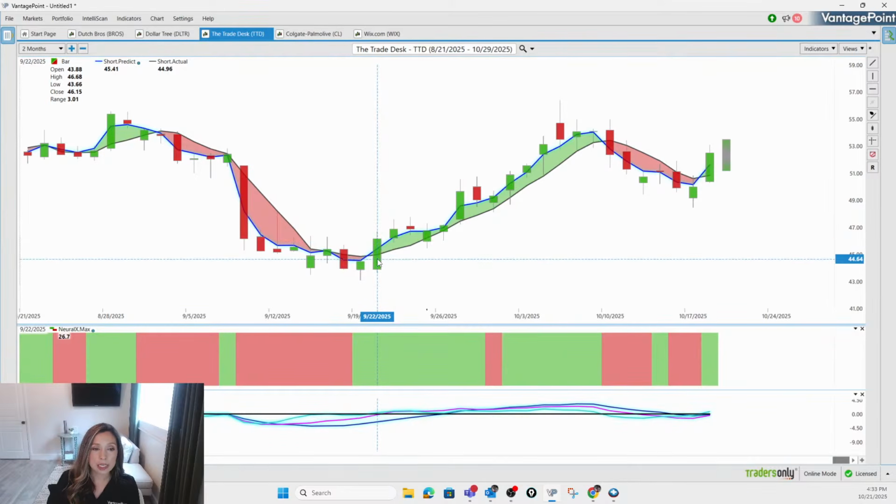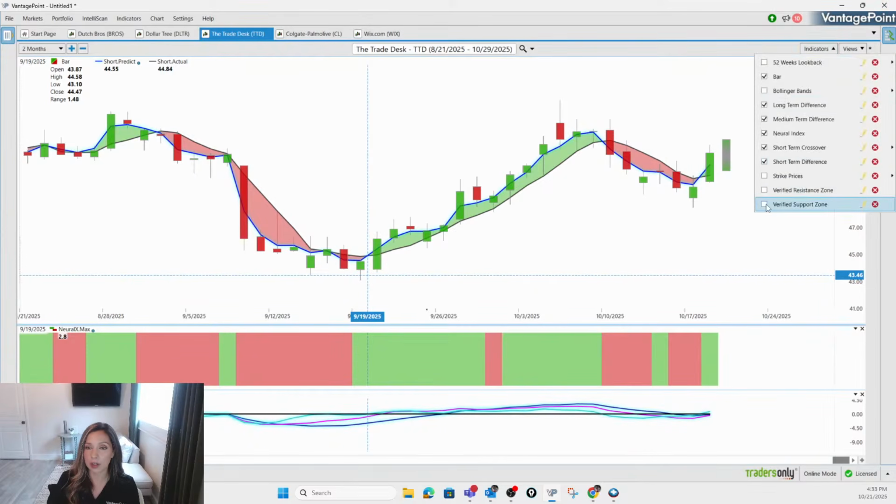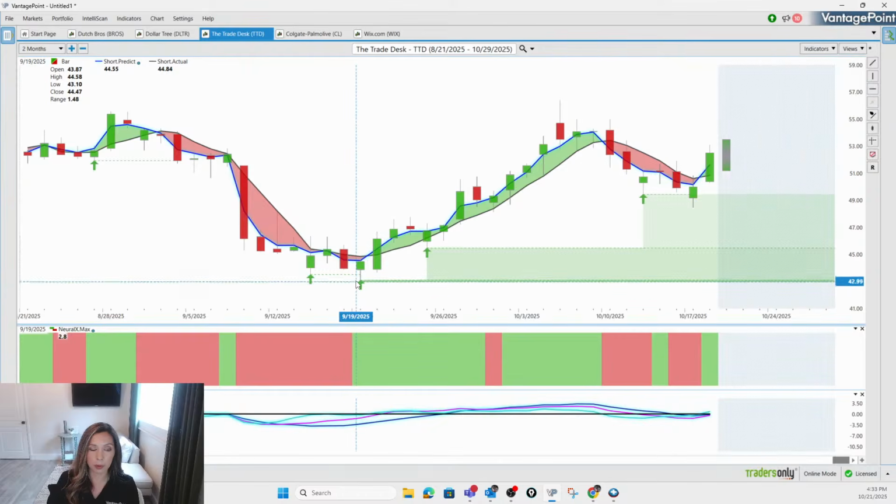So you can see here, as we saw previously with the pullback on the Trade Desk, right? Did we hit a support level that was strong? Well, my eyes are kind of trained for this. So we can see we did have a support level that held strong, right? So I'll put on that support level here. We have a support level that held strong.